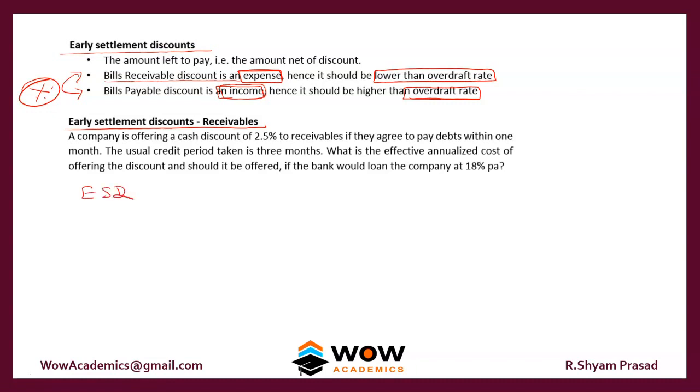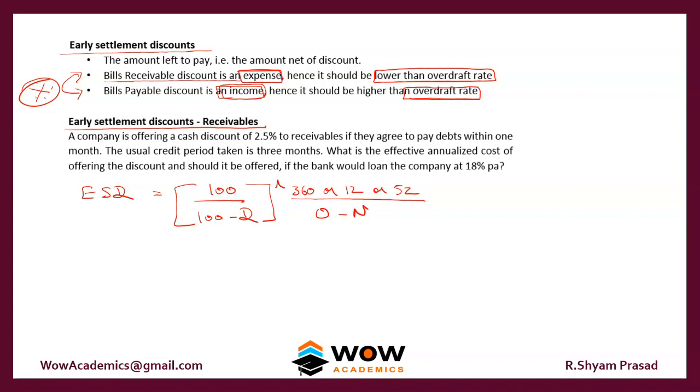The early settlement discount has a formula. The formula is 100 divided by 100 minus the discount, to the power of, you might have 360 days, or 12 months, or even 52 weeks, divided by the old days minus new days. So that is the formula here. The old refers to old days and new refers to the new days. So we'll solve the problem and you'll get a good idea.